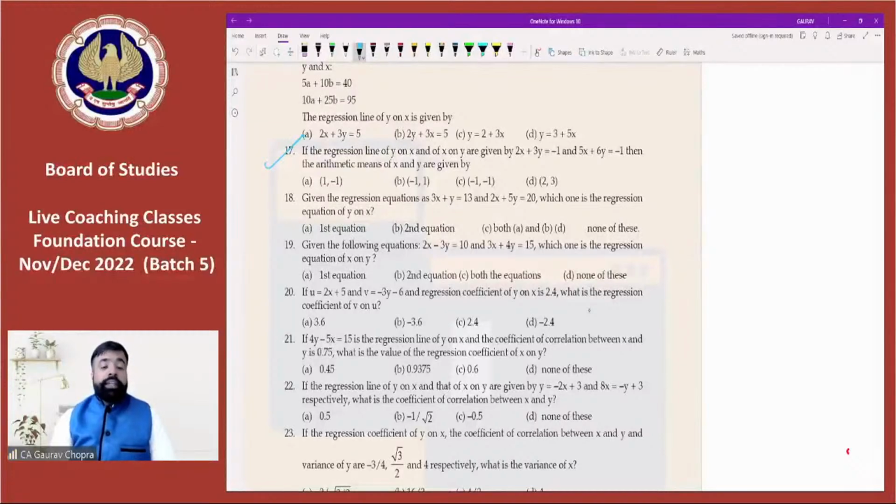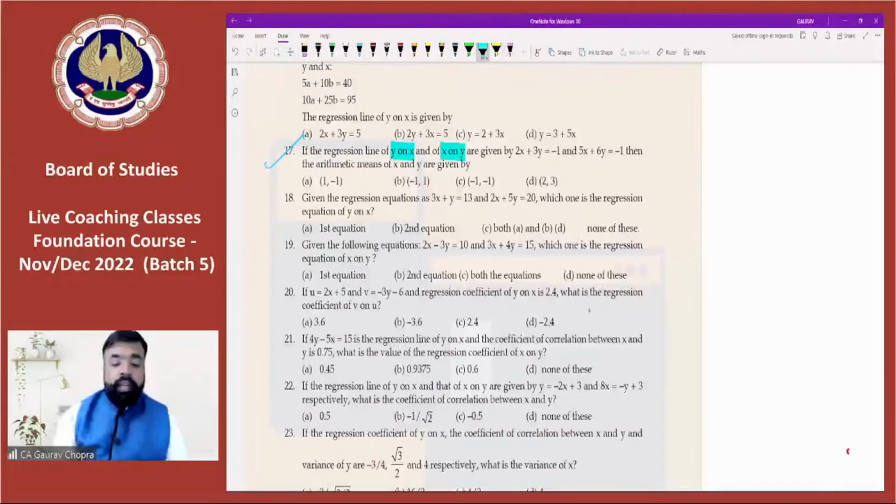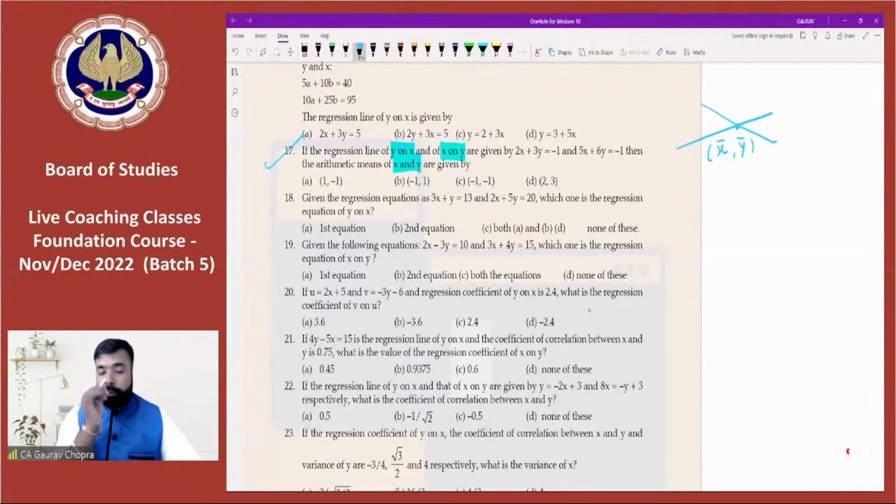If the regression lines of y on x and x on y are given, then what is the arithmetic mean of x and y? So what we have to do is find the arithmetic mean from these two equations. Whenever there are two equations and we have to find the arithmetic mean, just remember the property: two regression lines intersect each other at the means. So their intersection point will give us x bar and y bar.